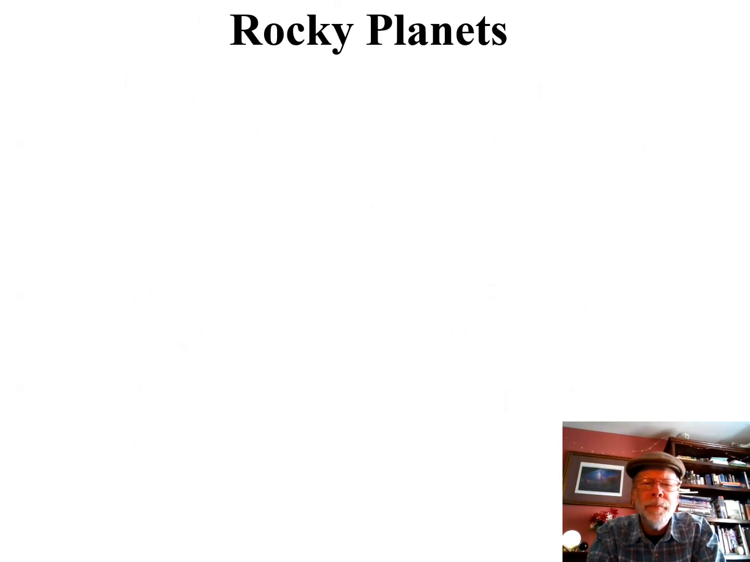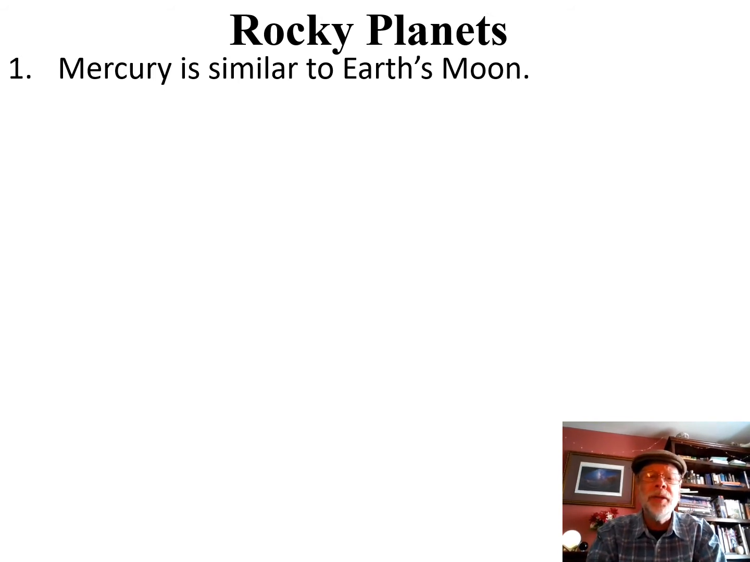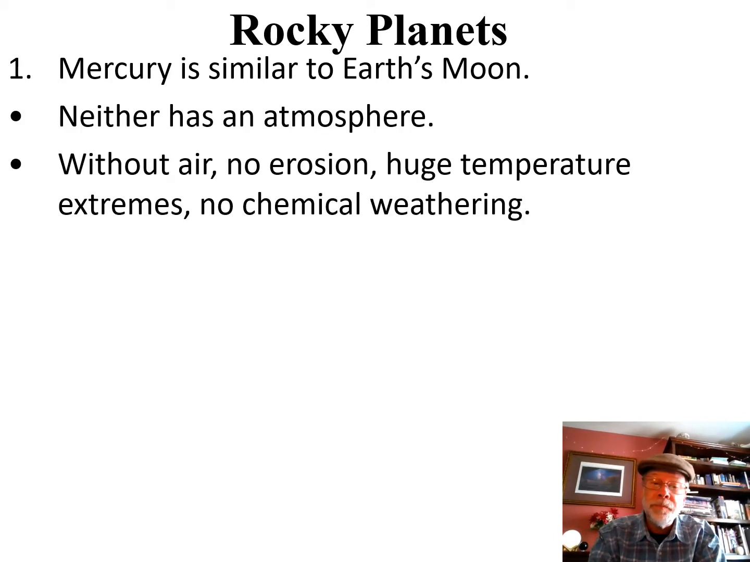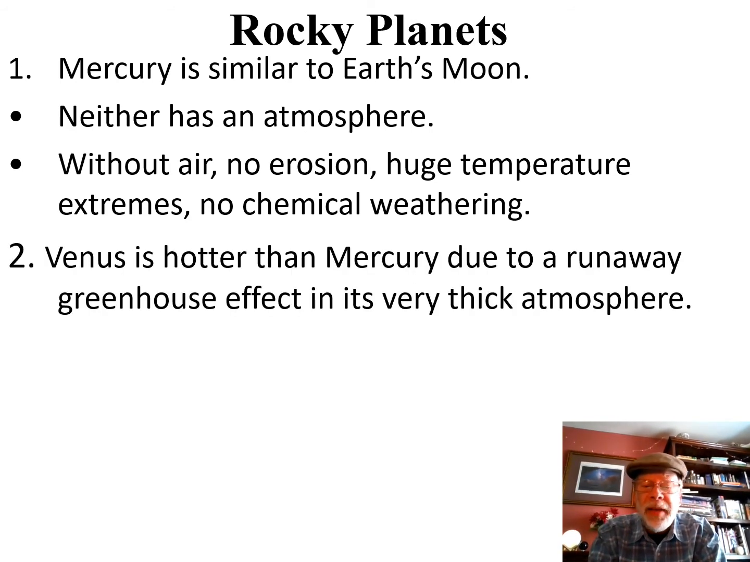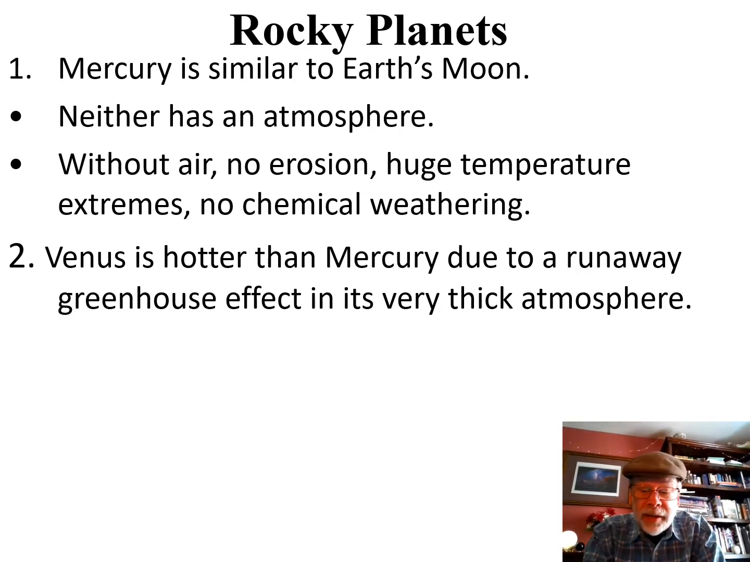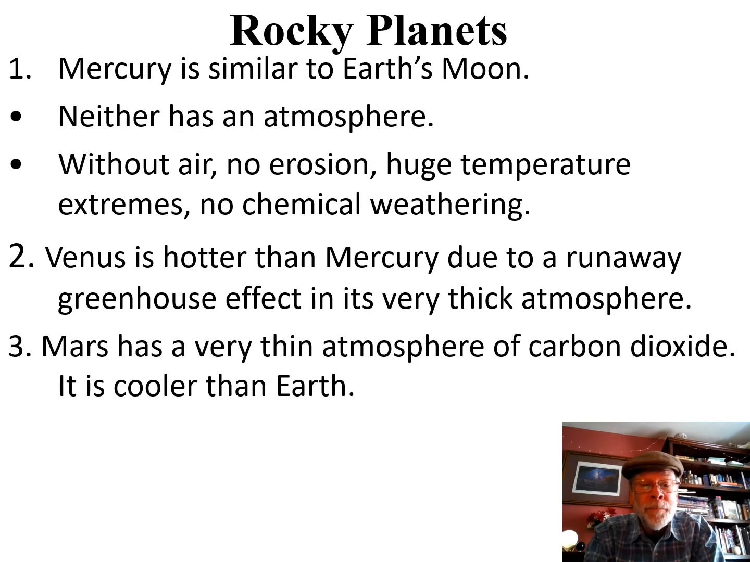Let's just talk about the rocky planets. Mercury has always been compared as being very similar to the Earth's moon. Neither has an atmosphere. So without any atmosphere, there's no erosion, there's huge temperature extremes, no chemical weathering. This all just stays the same. Those surfaces are billions of years old. Venus is hotter than Mercury. Even though it's farther from the sun, it's hotter due to a runaway greenhouse effect in its very thick atmosphere. Greenhouse effect can get very, very serious. Mars has a very thin atmosphere of carbon dioxide, and it's cooler than Earth. It's quite chilly on Mars.